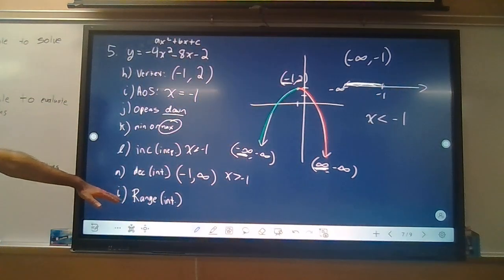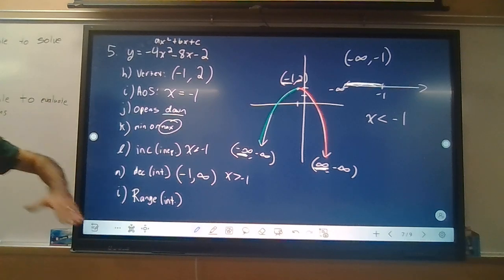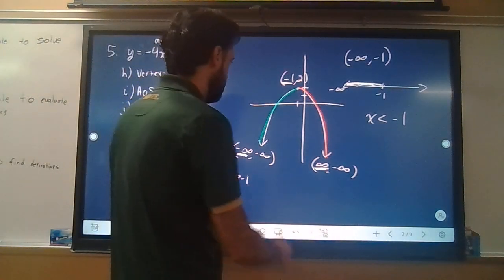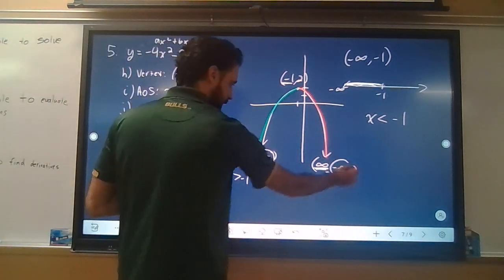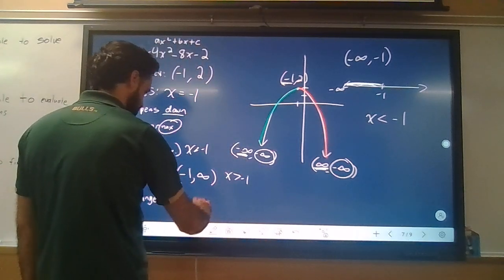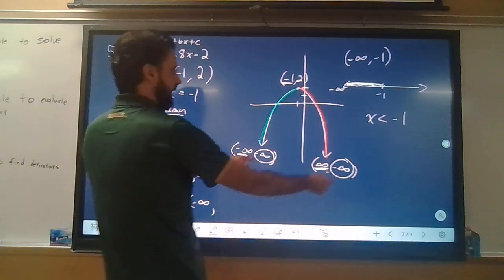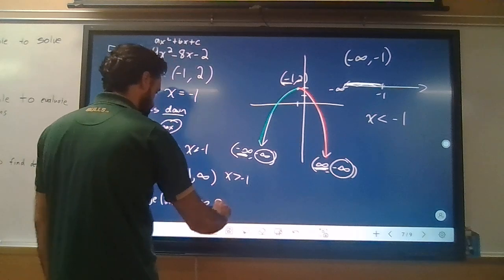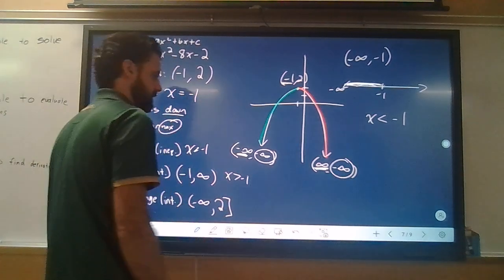And lastly, range, interval notation. Again, we want to do bottom y, comma, top y. So the bottom y's are both negative infinity. So that's going to go first. Comma, the top y is at the maximum, which is 2, and it'll go in a bracket.